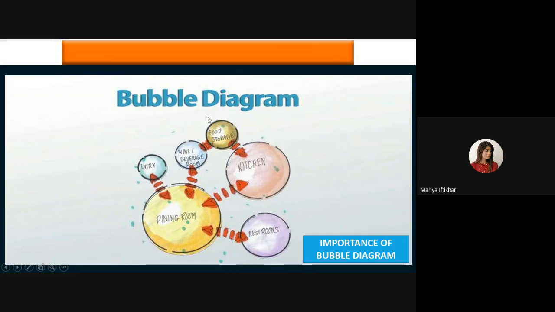Now what if I remove this food storage from here and connect it with the dining room? Then there is no use of it, no? So this is how bubble diagrams help you in the designing phase, and they help in building strong connections between the different spaces.